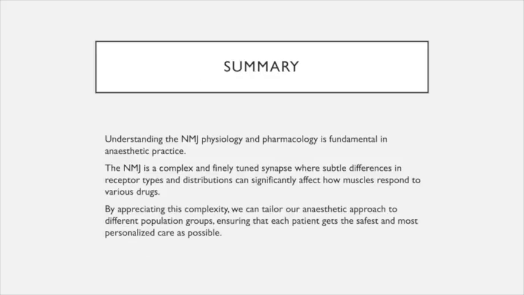So in summary, understanding neuromuscular junction physiology and pharmacology is fundamental to anesthetic practice. The neuromuscular junction is a complex and finely tuned synapse where subtle differences in receptor types and distributions can significantly affect how muscles respond to various drugs. By appreciating this complexity, we can tailor our anesthetic approach to different population groups, ensuring that each patient gets the safest and most personalized care as possible.